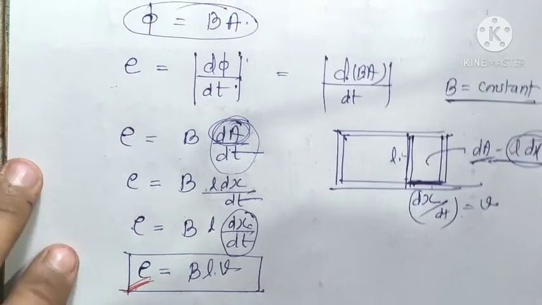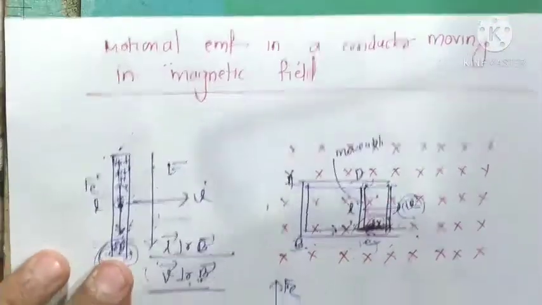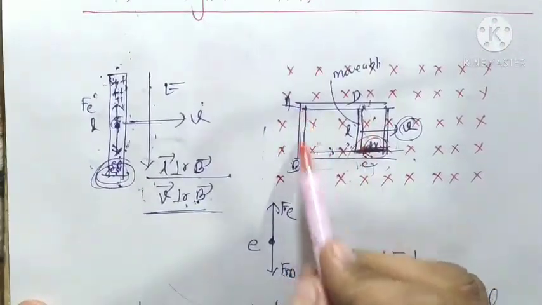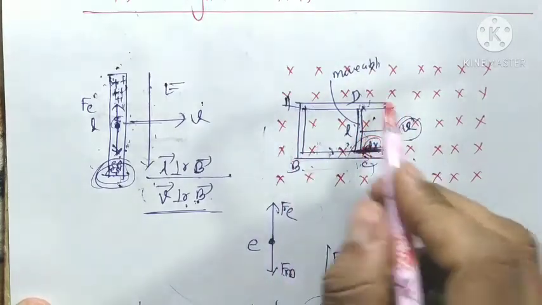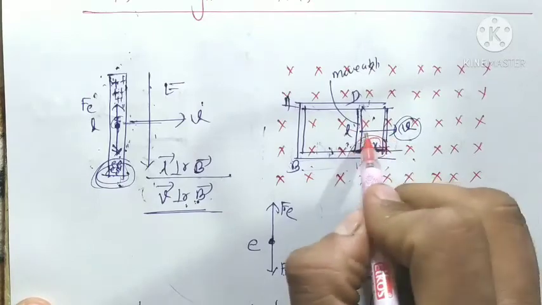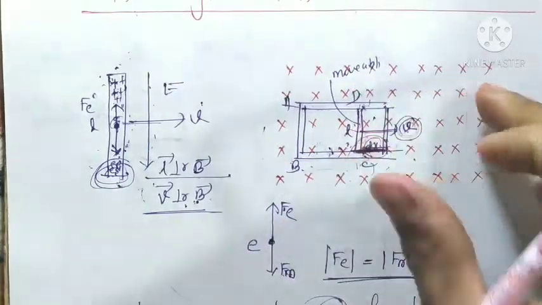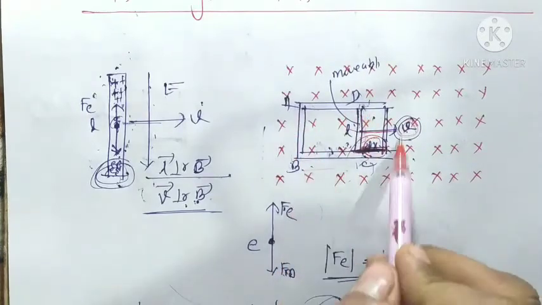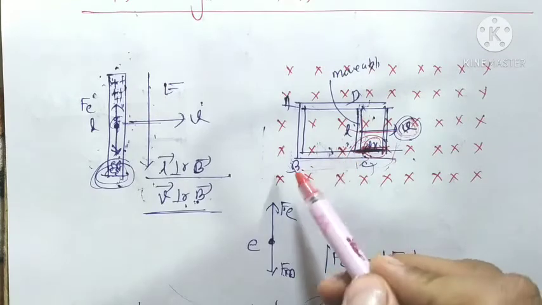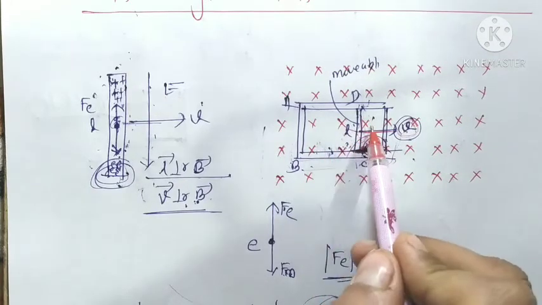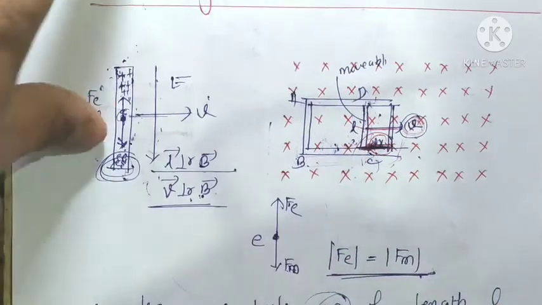I repeat again what we do here. You can see that this is our rectangular conductor and this rod can move inside this uniform magnetic field, and this rod moves with velocity v. When this rod moves with velocity v, the area of this loop changes, I mean increases, so more and more magnetic field lines pass through it, due to which its flux changes and induced EMF is produced here.